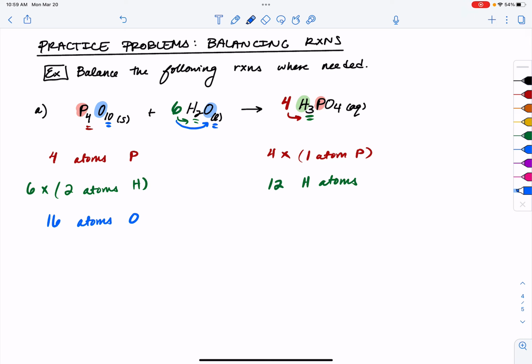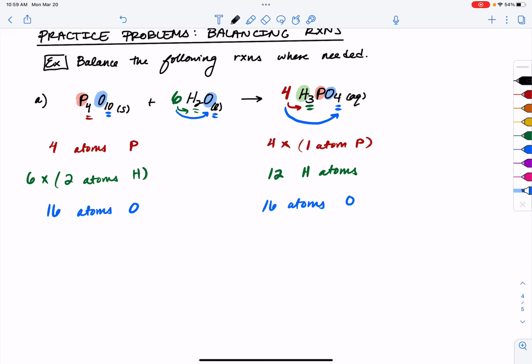And now let's see if I'm okay on my product side. I only have 1 product, and based on the subscript in this compound, I have 4 oxygen atoms. However, I have 4 of these product molecules, each containing 4 oxygen atoms. 4 times 4 gives us 16 atoms of oxygen.